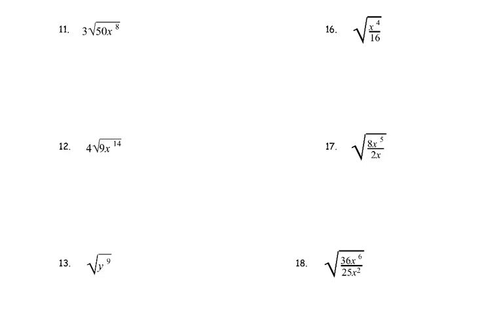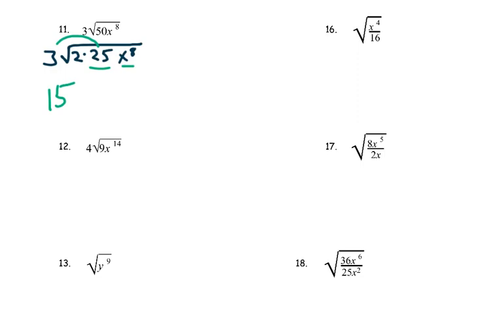So I got a lot of writing to do here. So the 3 is going to stay outside. It's going to multiply anything that escapes. Well, 50 can break down into 2 times 25. X to the 8th is good news, even exponent. So what can escape? The 25 and the even exponent. So the 25 escapes. What's the square root of 25? Well, that's 5. We'll multiply it by the 3 out front. So 3 times 5 is 15.